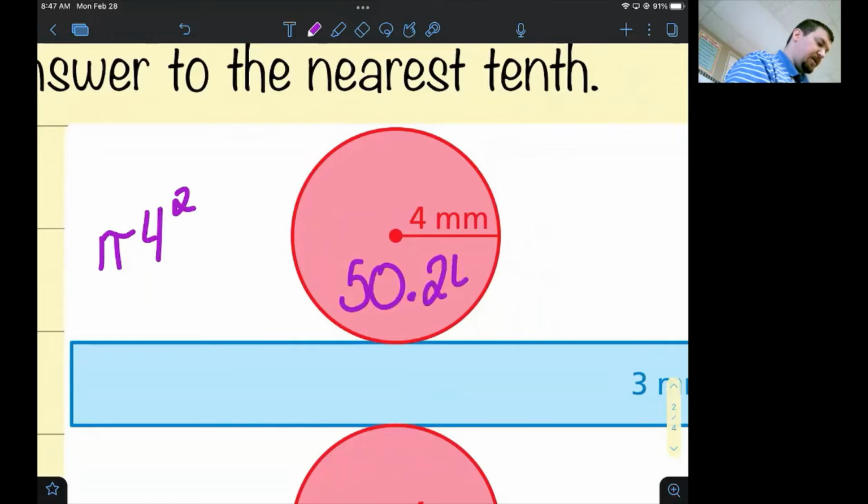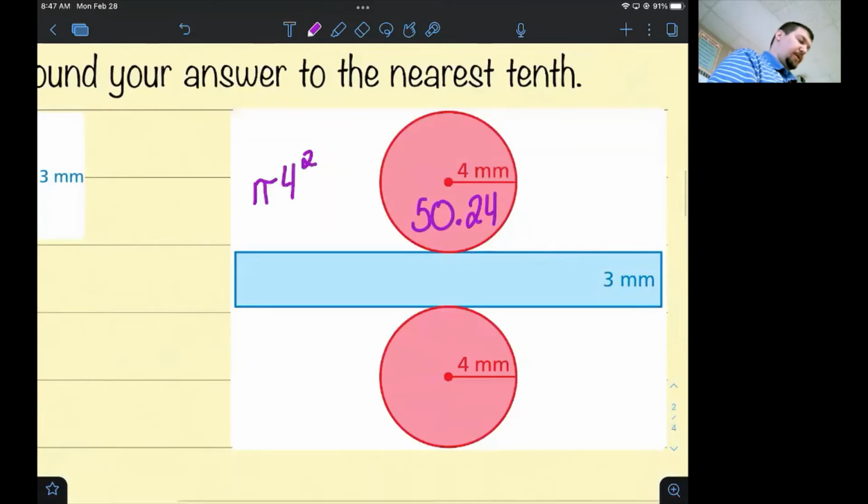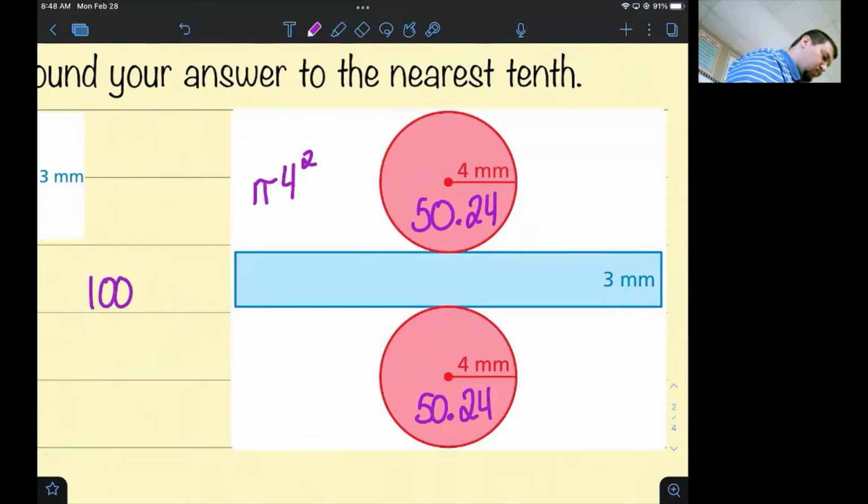50.24. Okay. So we know that that top circle is 50.24. We also know the bottom circle is the same size, and it's going to be 50.24. Maddie, you want to go ahead and just double what you have and tell us what that combined area of the circles is? 100.48. Did I lose anybody in how we got the 100.48? Pi times 16, that's what 4 squared is, gives you 50.24, and there are 2 of those circles. We just doubled that. Okay.